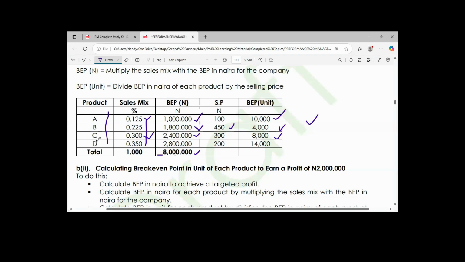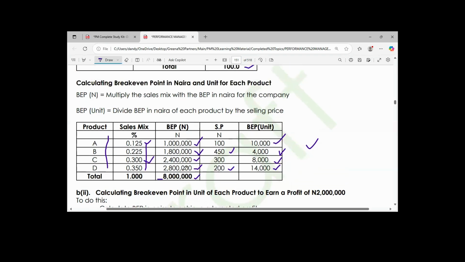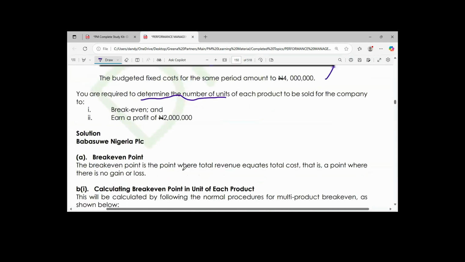Then lastly, product D, sales mix is 0.35. 0.35 multiplied by 8 million will give you 2.8 million. 2.8 million divided by 200 naira will give you 14,000 units. So this is how to calculate break-even points in naira as well as in units for a multi-product organization. Then number B part of the question.